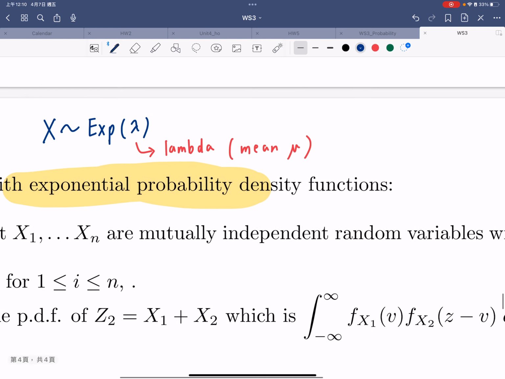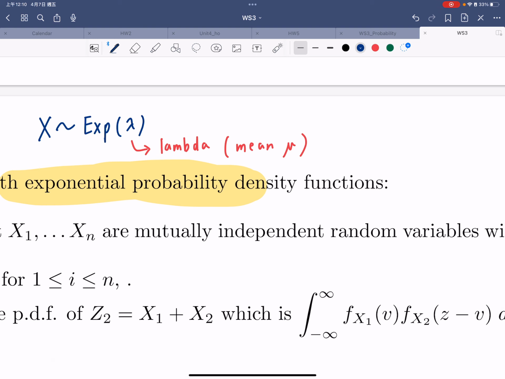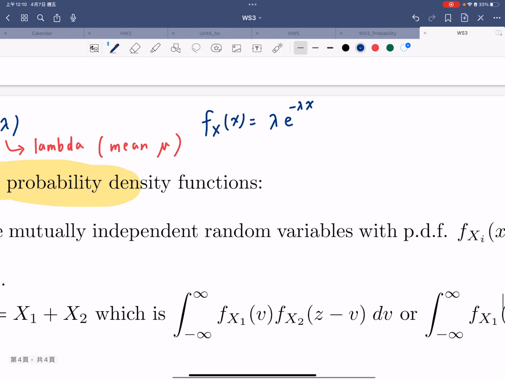So if I write x follows exponential distribution, the PDF, probability density function, is lambda exponential negative lambda x. So this function, given that, I can also write it this way: 0 if x is greater than 0, otherwise, meaning x is smaller than 0.